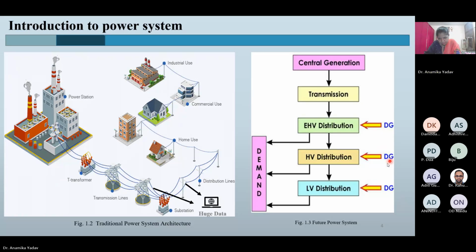These DGs can directly feed the local loads through the distribution networks. The main advantage of DGs is that they provide clean energy, and the transmission losses that may occur if these DGs were placed at a central point will be avoided in this case. So that is a major good thing that DG provides when we integrate DG at the distribution voltage level.